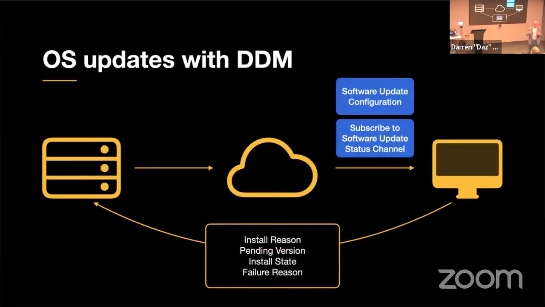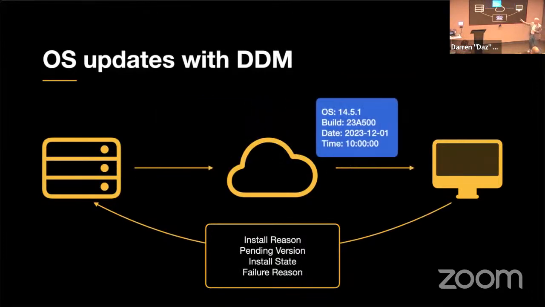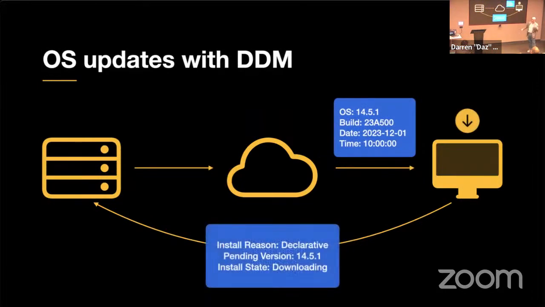Well, first we need to enable it, but then we want this specific version of macOS to be enforced by this date and time. We subscribe to the status channel. The device then sends us the status back, and it can provide information such as what pending version there is, what the current install state is, et cetera. So the configuration has the details in it: OS version, build number, and the enforcement date and time.